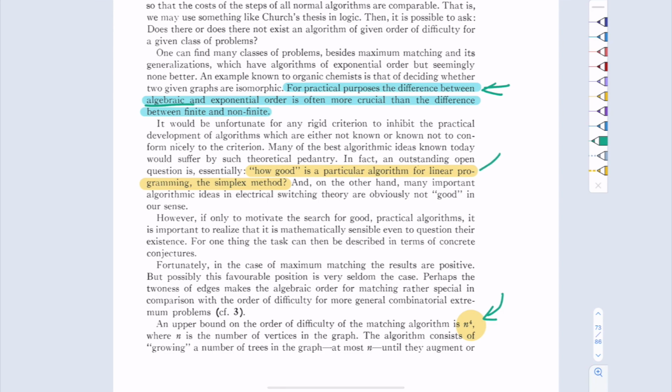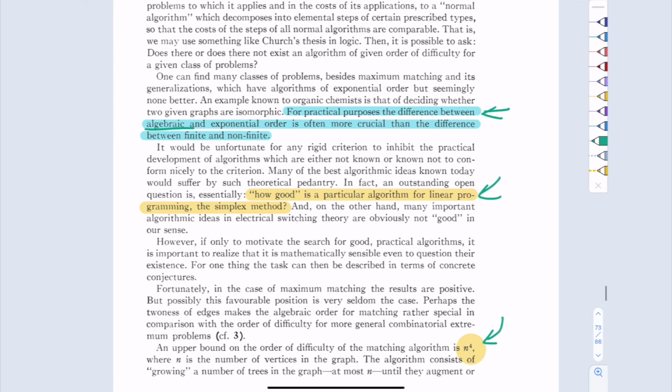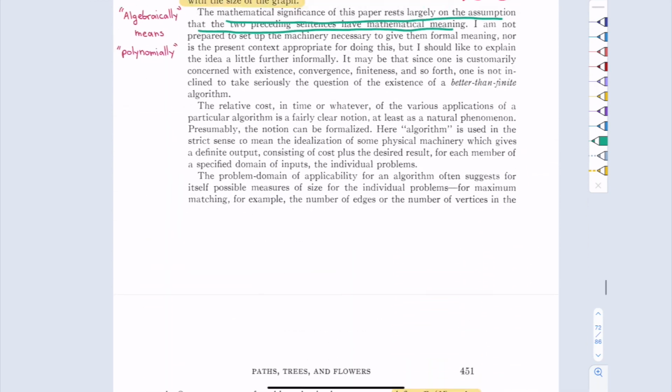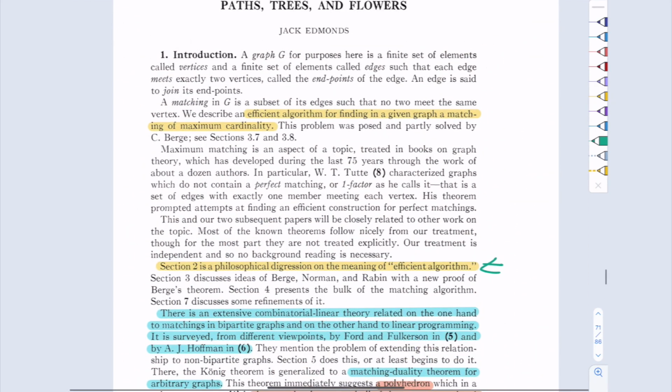One interesting question he asked is, is there a polynomial time algorithm for linear programming? The simplex algorithm already existed, but there were known examples where it takes a long time. So this was a big problem. This is a very historically significant paper as well.